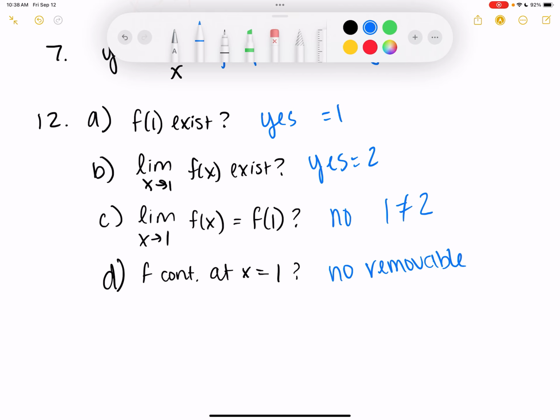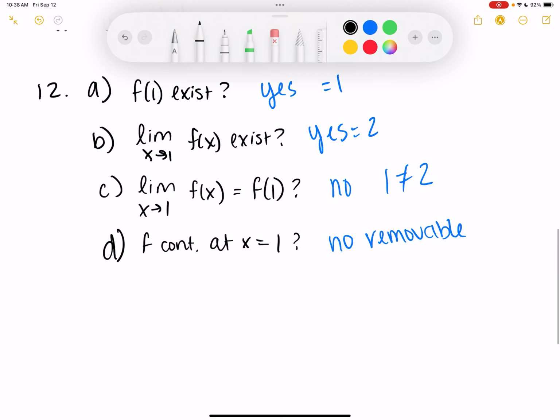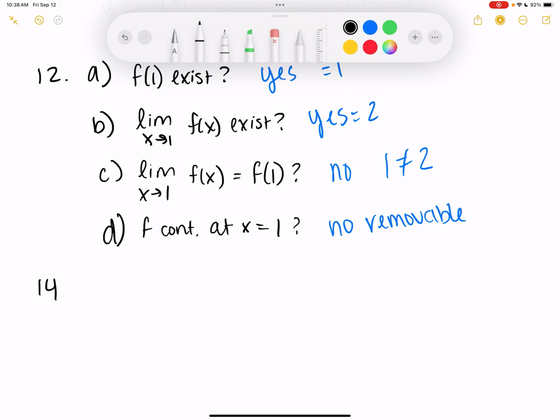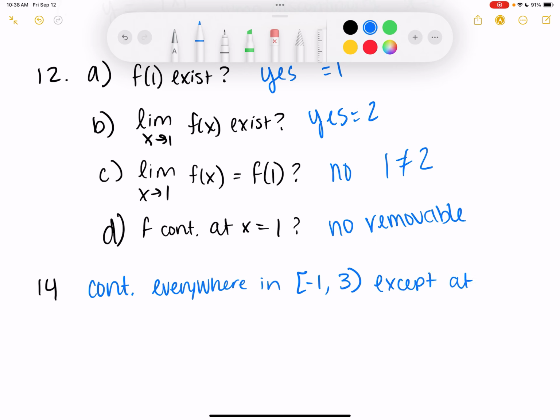So the way that we would answer 14 then is to say, because it asks if it's continuous, I would say continuous everywhere in the interval closed at -1 to 3 open, because that's where the circles are, except at x equals 0, 1, and 2. So obviously there's also a hole at 3, but we've accounted for that with the interval, the way we've written it as an open interval.